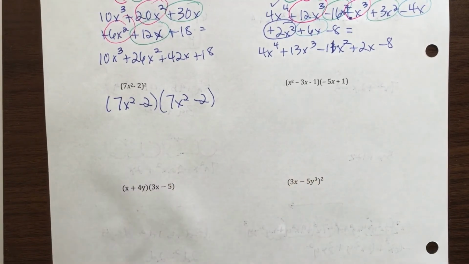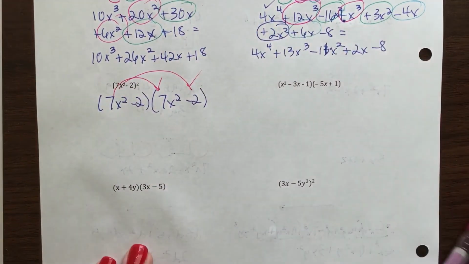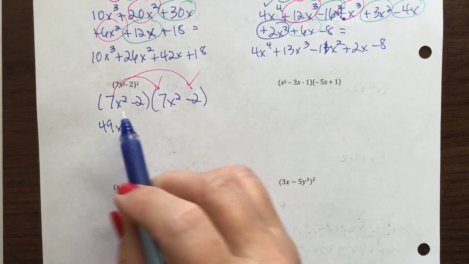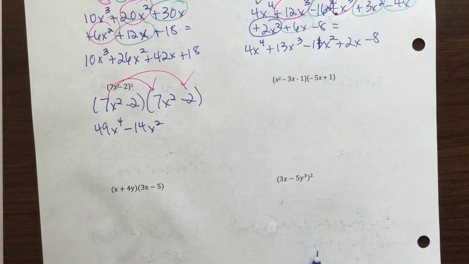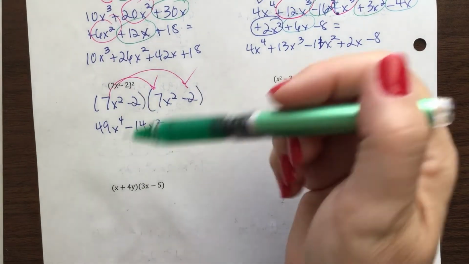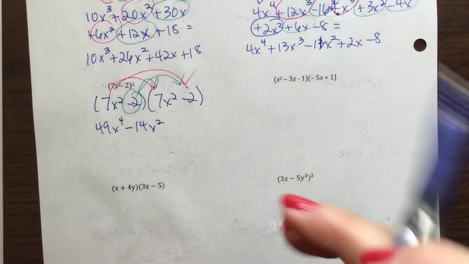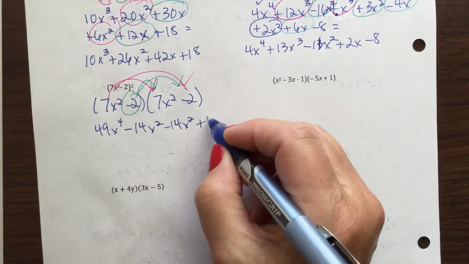So then you're going to multiply 7 times both of those. So 7 times 7 is 49, x to the 4th. 7 times that negative 2 is negative 14x squared. And then negative 2. So that's going to be another negative 14x squared. A negative times a negative is positive 4.